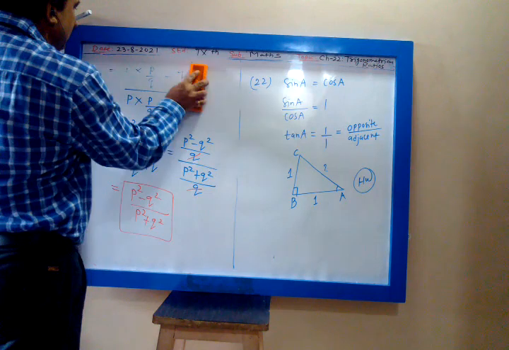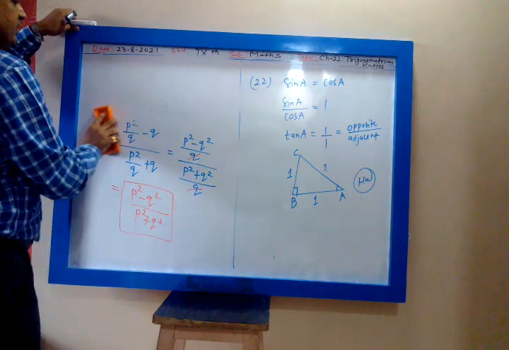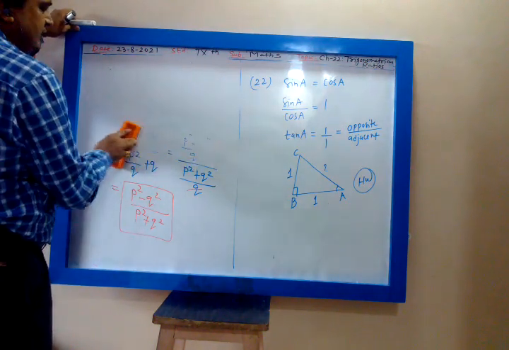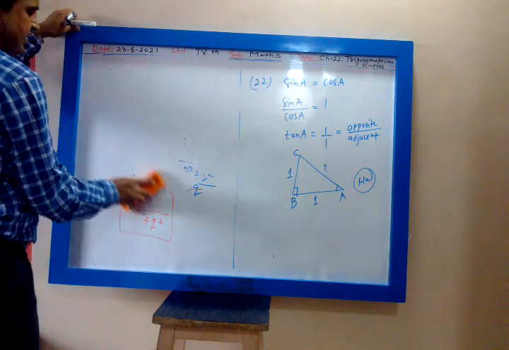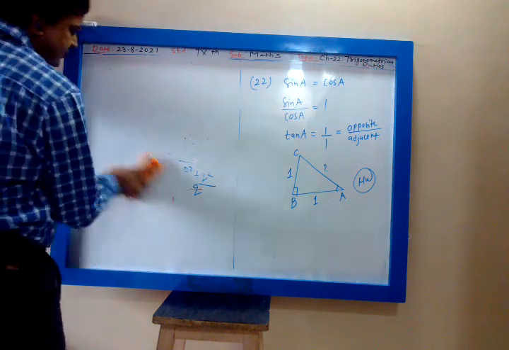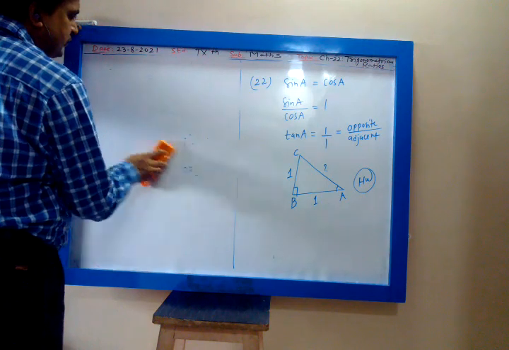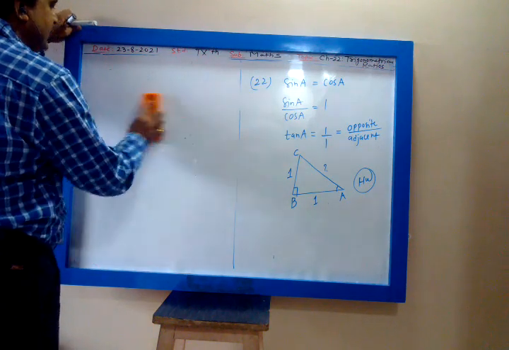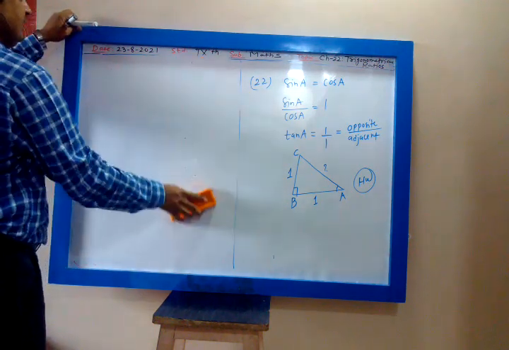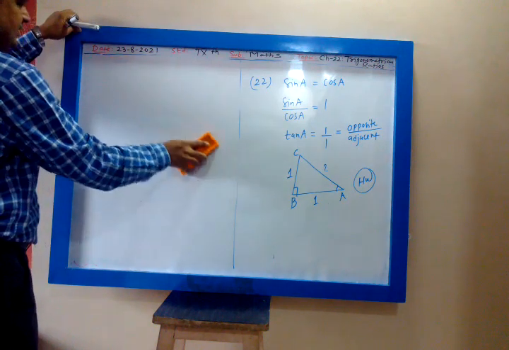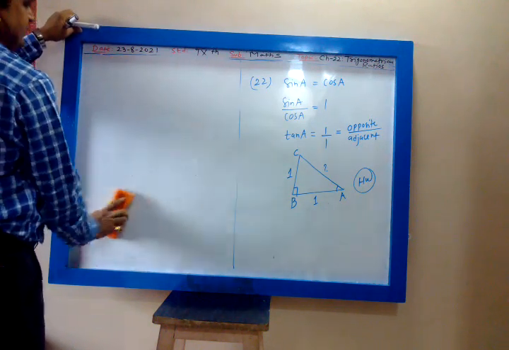Sin A is equal to cos A. So, sin A upon cos A is tan A. Tan A is 1, which you can write as 1 upon 1. Tan is opposite upon adjacent, so opposite side is 1, adjacent side is 1. Using Pythagoras theorem, find the hypotenuse. Then find the various ratios and simplify.